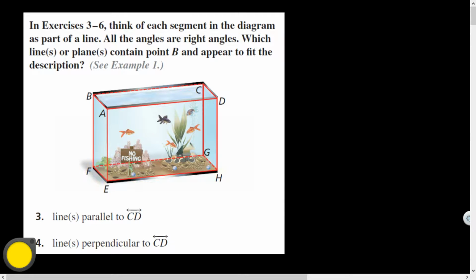Greetings and welcome, friends. We are on page 128, last night's quest, big ideas, section 3.1. We're talking about parallel and perpendicular lines. It's going to be good. It says, think of each segment in the diagram as part of a line.